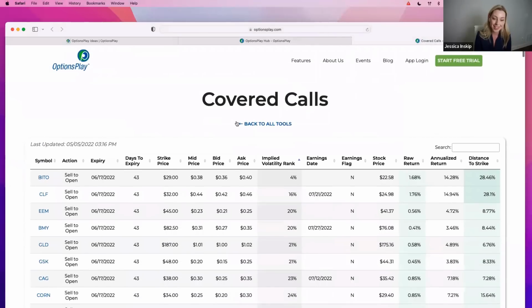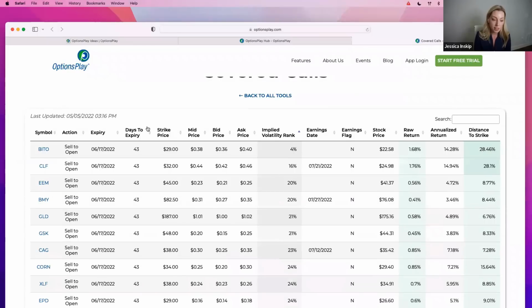And the short put report looks exactly like this. So you can sort it by days to expiration, by annualized return, by distance to strike, so your upwards momentum, if there's earnings coming up, if there's a stock price, so the lower the stock price, the lower the capital that is going to be required, raw return. So there's a lot of things here, but for the poor man's covered call, what's important is the implied volatility rank, sorting by that, and then you can choose from there.